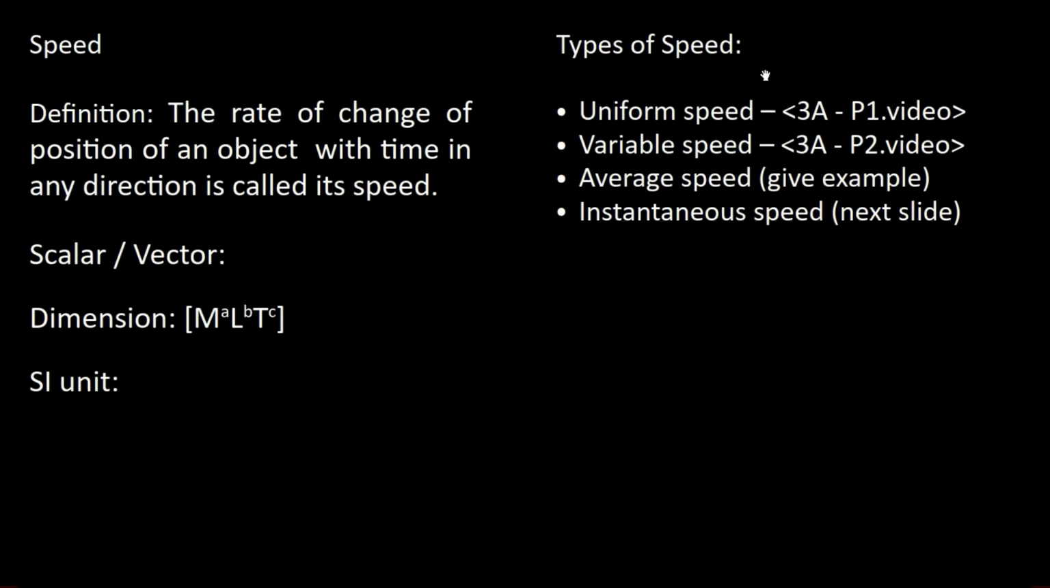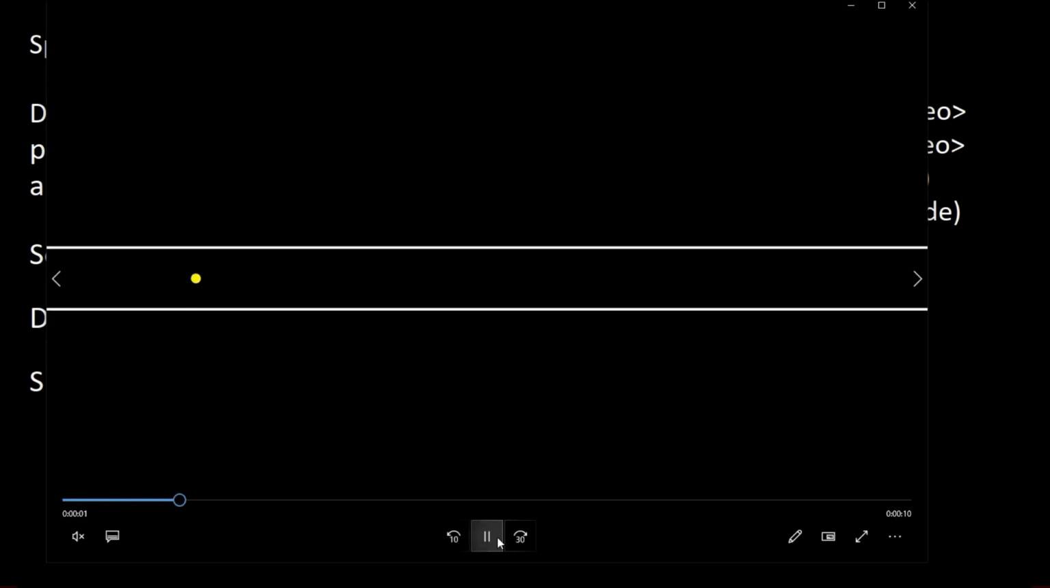Now, types of speed. We have uniform speed, variable speed, average speed, and instantaneous speed. So what does the word uniform mean? Uniform, you guys know, it is same, right? We wear uniform to schools. So you have uniform speed as something like this, right? Plain old, simple, straightforward scenario.